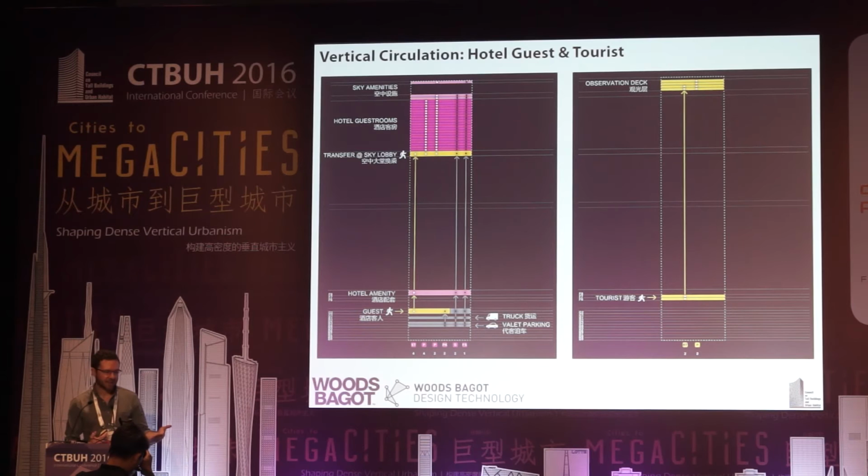How do we actually activate that vertical dimension? And how do we start to blur that program? We talk a lot at Woods Bagot about sector blur. Nothing is just one thing anymore. You're never just working on retail. You're never just working on residential. These towers are cities within cities, so there's a lot going on.